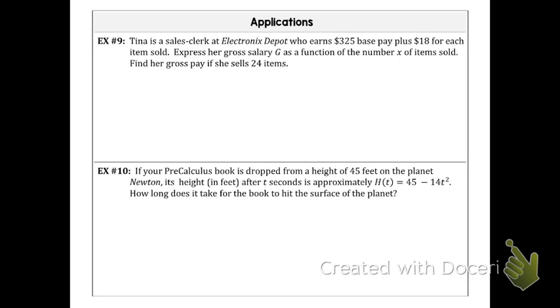So our first one says Tina is a sales clerk at Electronics Depot who earns $325 base pay plus $18 for each item sold. Express her gross salary G as a function of the number x of items sold. Find her gross pay if she sells 24 items.